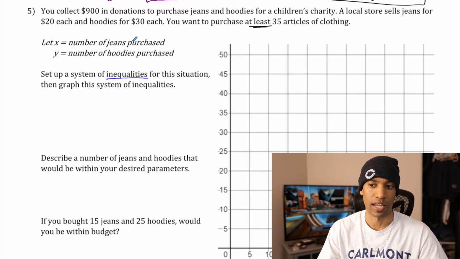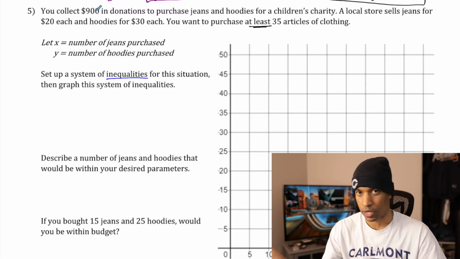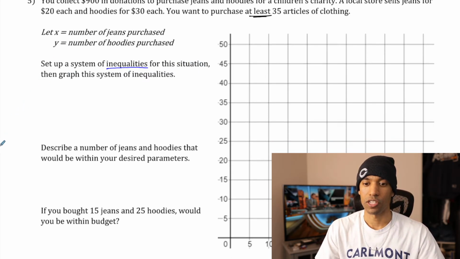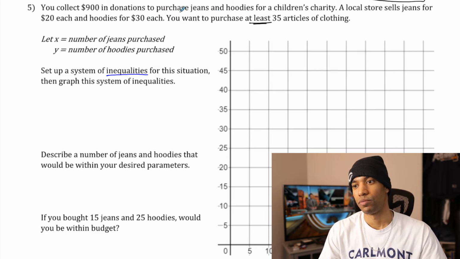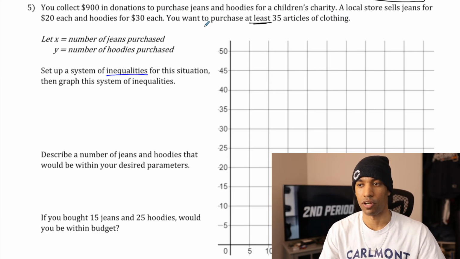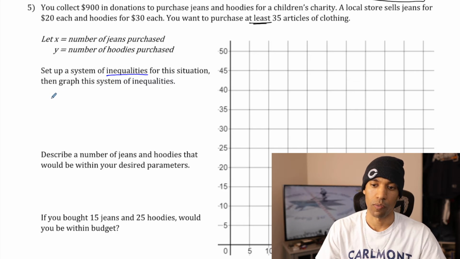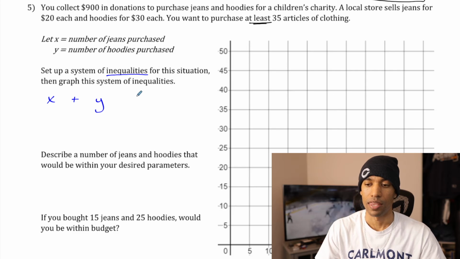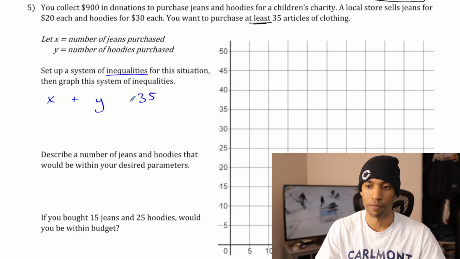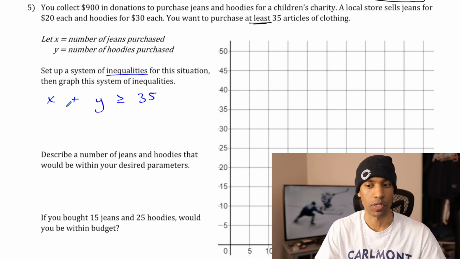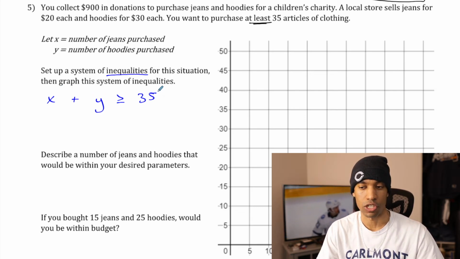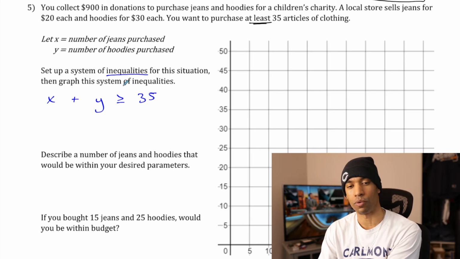The fact I state inequalities lets us know we can't spend more than 900, and I want an inequality, so we'll talk about the situation, then graph the system. So we already have x and y defined. Let's do the easy one first. You want to purchase at least 35 articles of clothing. We want to make sure that when we combine the number of jeans and the number of hoodies we purchase, it matches at least 35, or you can buy more. You buy x jeans and y hoodies, and you need that to meet or exceed 35, so greater than or equal to.